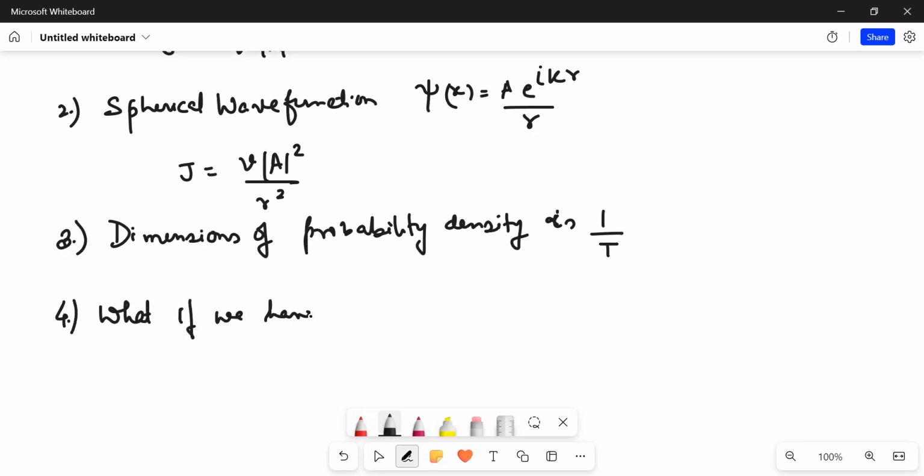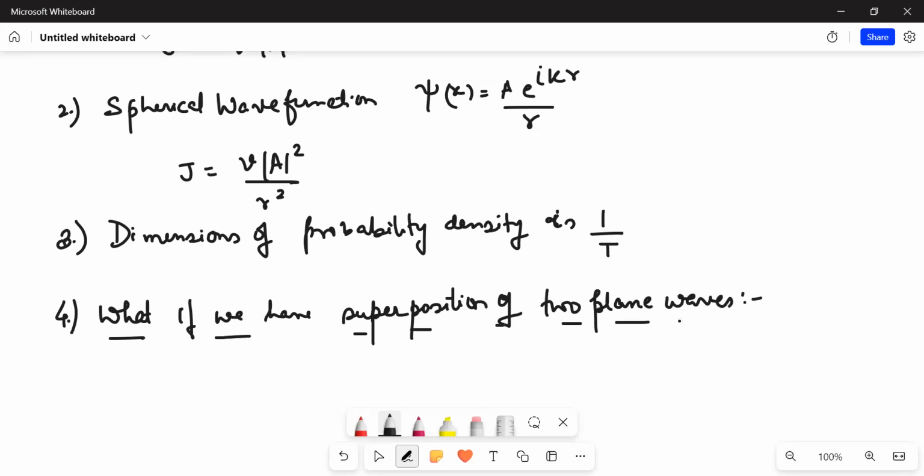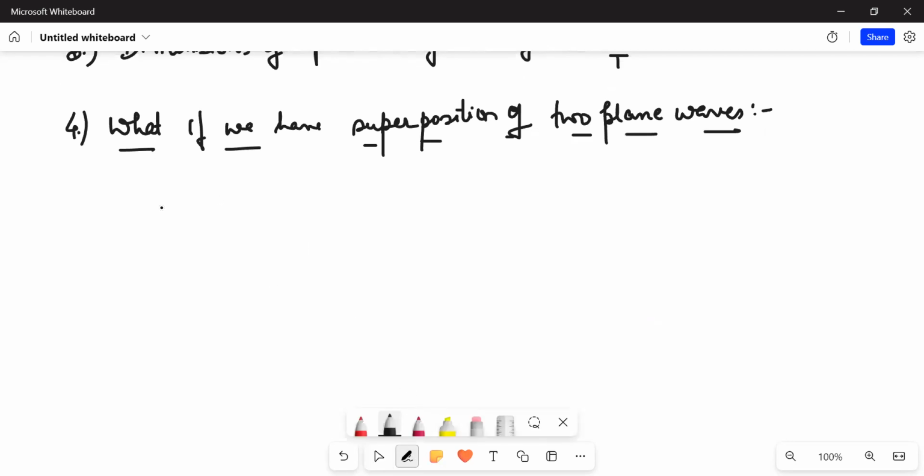Now, just a question I'm giving you: what if we have a superposition of two plane waves? That is, let's say psi x is equal to a e^(iota kx) plus b e^(minus iota kx). Okay, so let us say this is your wave function.